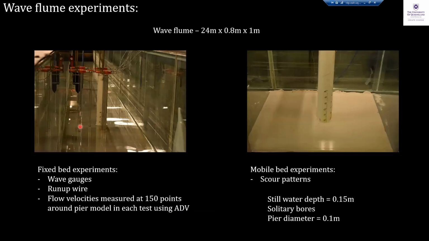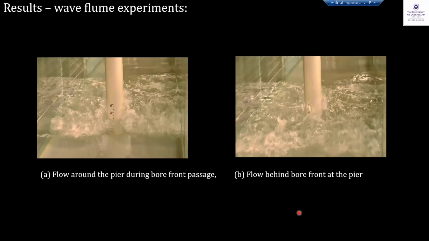On the left-hand side is the experiments where I measured surface elevations and velocities using the ADV. And on the right-hand side is a sediment bed, just a 1 meter test section of sediment to observe the scour patterns rather than observing or quantifying maximum scour depth. So we just wanted to see the scour patterns here. And we used the similar solitary bores as I explained before.